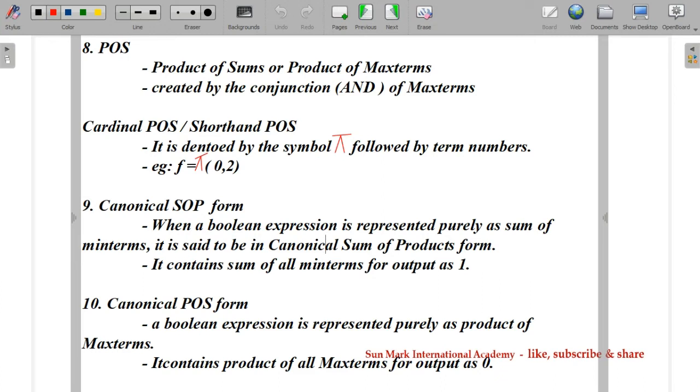Next one is canonical POS form. A Boolean expression is represented purely as a product of maxterms, only the maxterm sum. So it contains product of all the maxterms for output is 0. In the case of canonical SOP, sum of all minterms is 1. Canonical POS, product of all maxterms is 0.